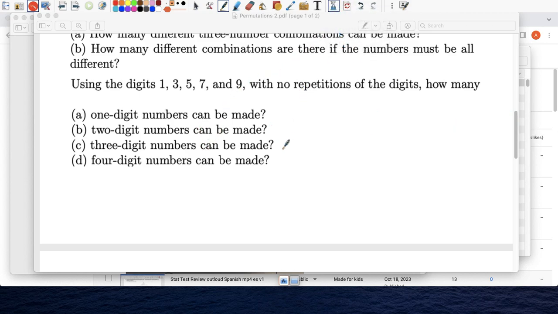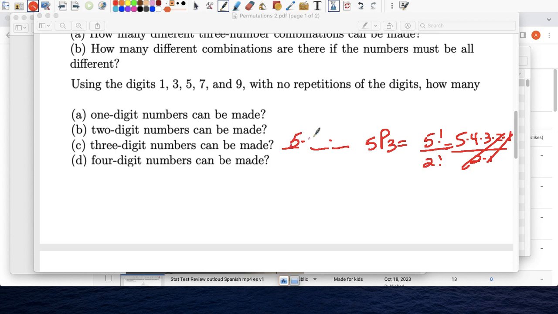Third one, 3 digits. And again, hopefully by now you've seen a shortcut, right? So we get 5P3. So it's going to be 5 factorial over 5 minus 3 factorial, which is 2 factorial. So that's 5 times 4 times 3 times 2 times 1 over 2 times 1, which you could have just done as 5 times 4 times 3, right? Same thing.